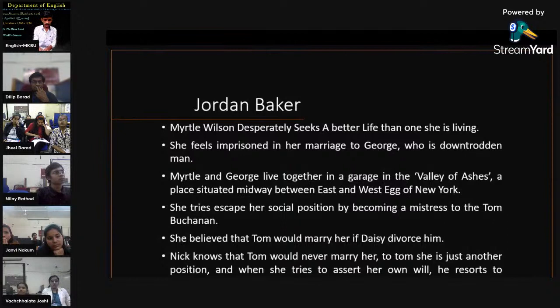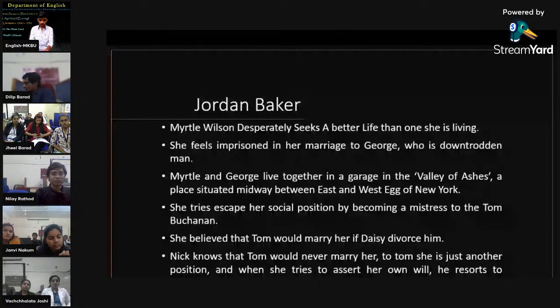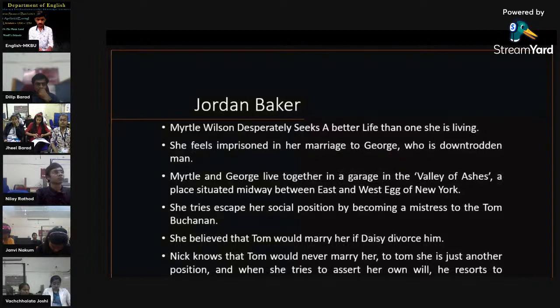Myrtle desperately seeks a better life than the one she is living. As you know, Myrtle is living with her husband in the garage, which is located in the Valley of Ashes, in between West Egg and New York. She tries to escape her social position by becoming the mistress of Tom Buchanan. She was ready to marry him if Daisy would divorce him. But as Nick says, he knows that Tom would never marry her. To Tom, she is just another possession, and when she tries to assert her own will, he resorts to violence.